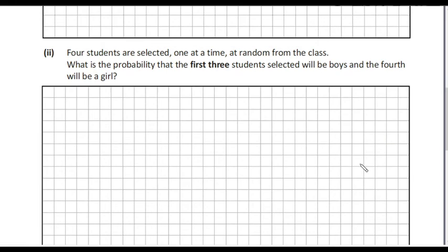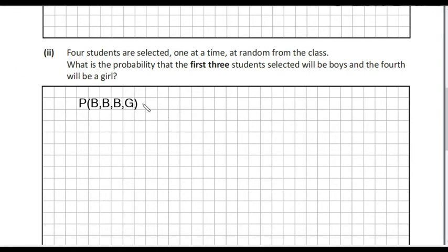And the second part says 4 students are selected one at a time at random from the class. It says what is the probability that the first 3 students selected will be boys and the 4th will be a girl? Okay, so we're looking for the probability then of selecting a boy, then a boy, then a boy, and then a girl. Right, so let's work this out.